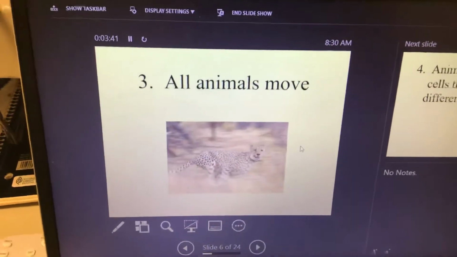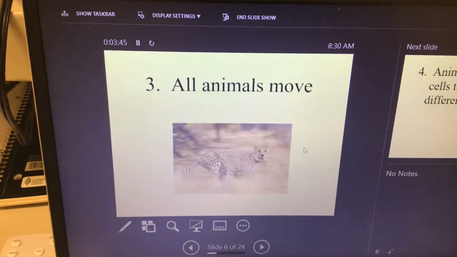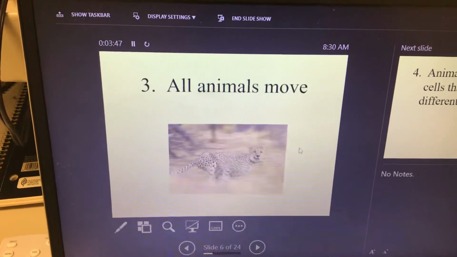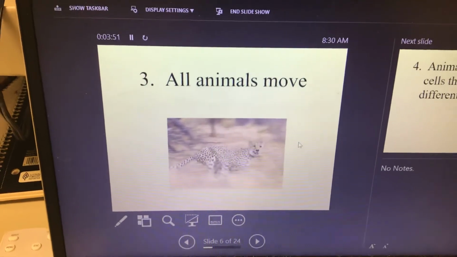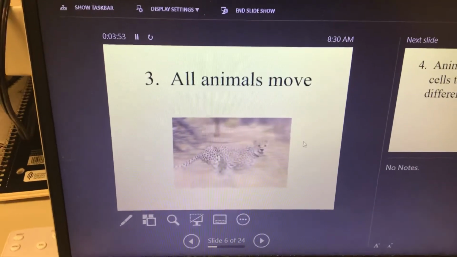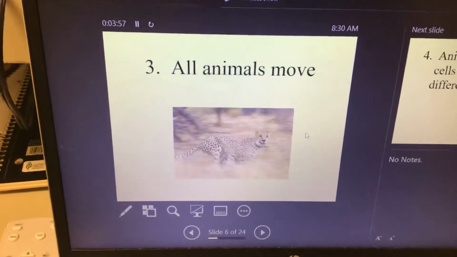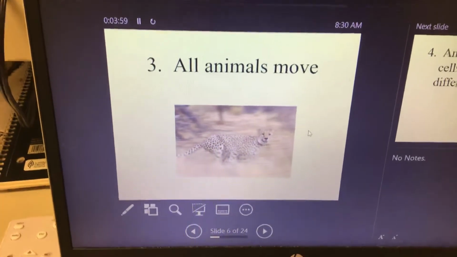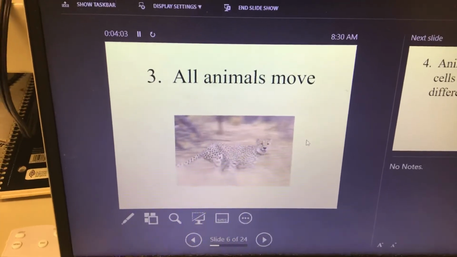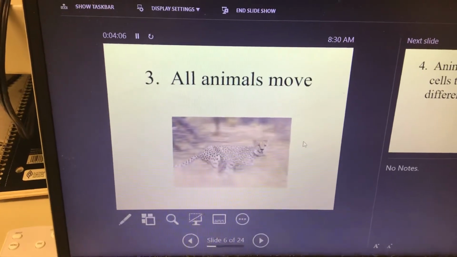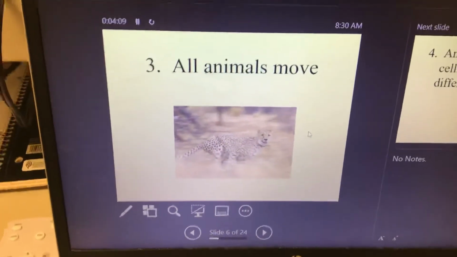All animals move. All animals move. It's obvious when you see me walking around the room, okay, that I'm moving, or the cheetah's running, or your dog is wagging its tail. Okay, that's obvious, but there are some animals that don't seem to be moving, but they actually do. There are some very simple animals that, honestly, if I told you they were a plant, you might believe it, because it doesn't seem like they're moving, but they do move to some degree.